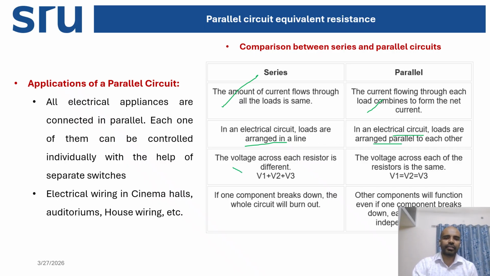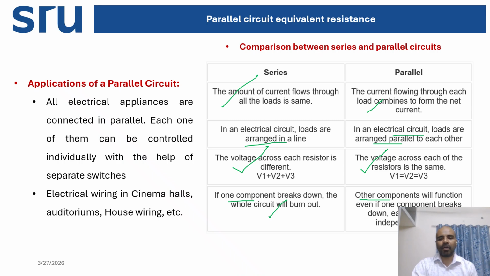Here the voltage across each resistor is additive in nature. Here the voltage drop across each resistor is the same. So if there is one breakdown, then the whole circuit will burn out or the circuit will not work.